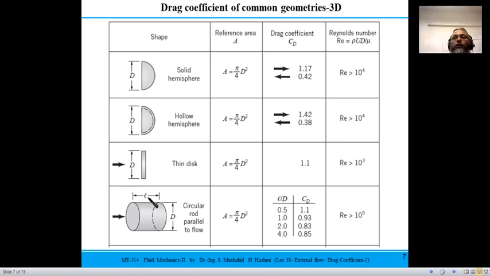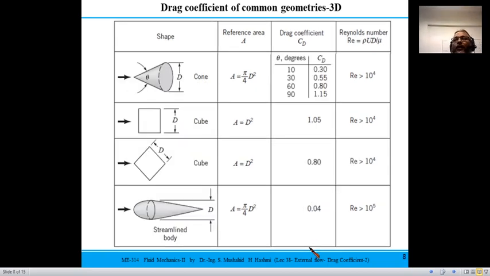And this is actually a thin disk, so the thickness of the disk is not that important. In that case the drag coefficient is greater than 1, that is 1.1 for Reynolds number 10 to the power 3, and the definition of Reynolds number is rho u d over mu, and u is actually the free stream velocity. And if you have a circular rod where your direction of flow is parallel to the rod, in that case the ratio of L over D is determining the drag coefficient.